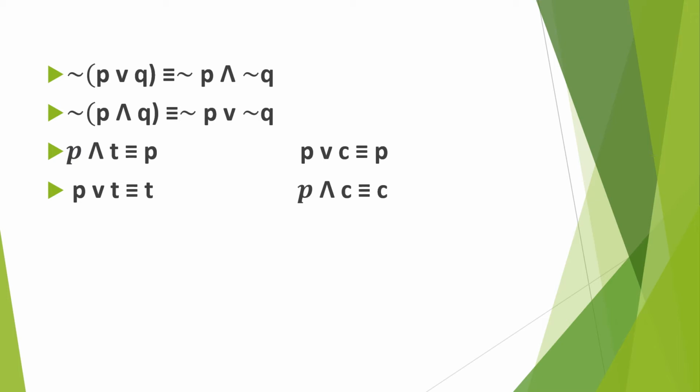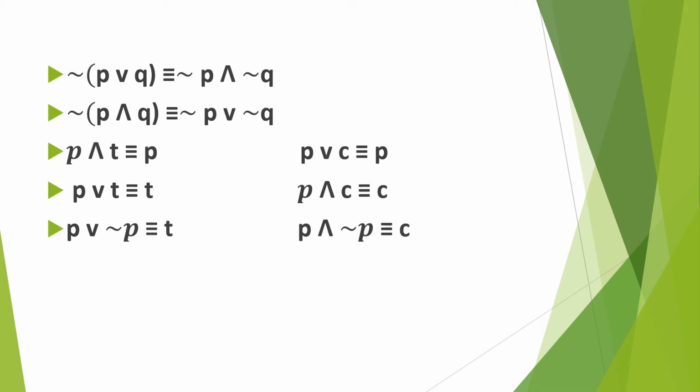Next rule is P or tautology is tautology. Here tautology is always true, and in OR if one of the statements is true then the statement is true, and since tautology is always true that's why it is tautology. So P or tautology is tautology, and the other part is the dual of it, that is P and contradiction is contradiction.